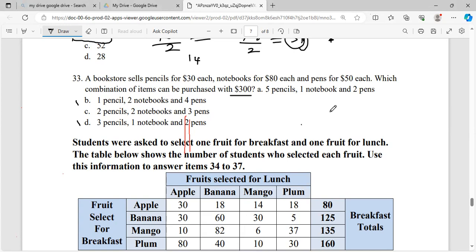Yeah, I got 260, sir, because for A, it is $160. For B, it's $390. For C, it's $420. And for D, it's $270. Because 270 is less, the closest one is D.